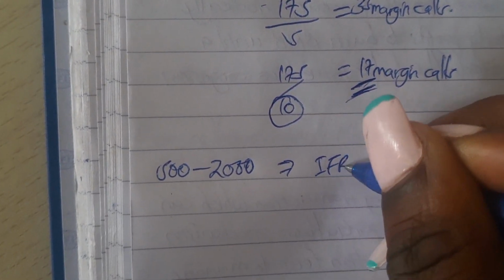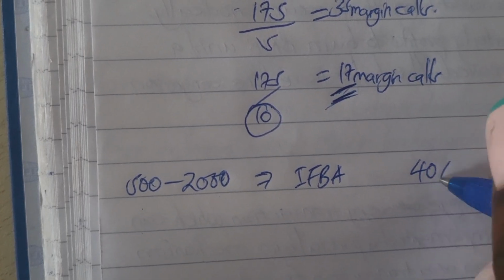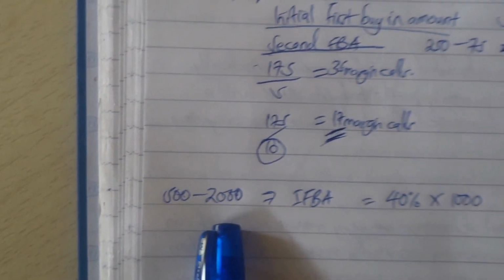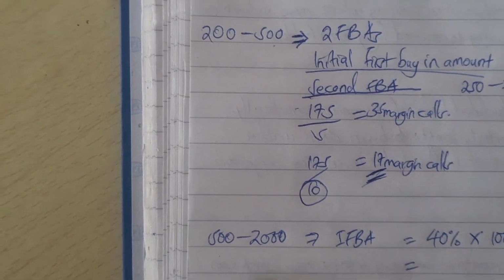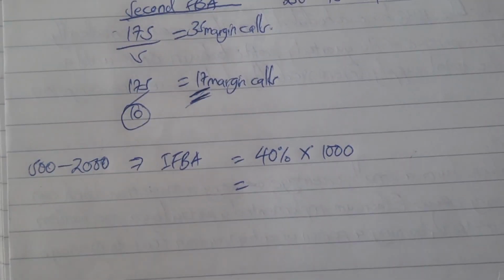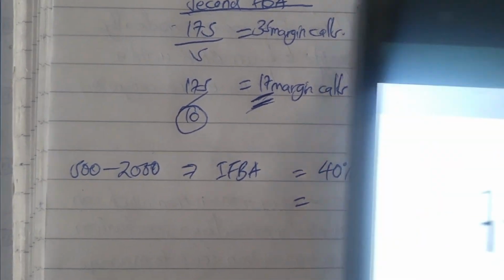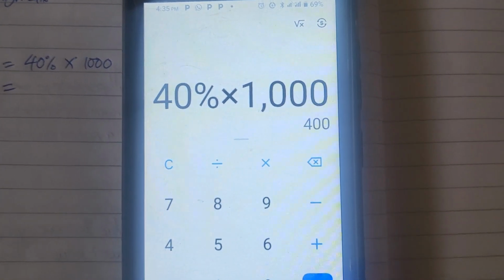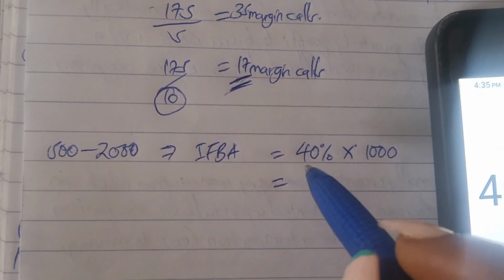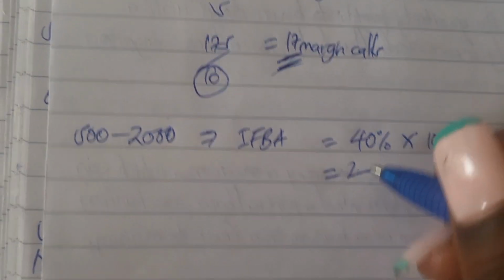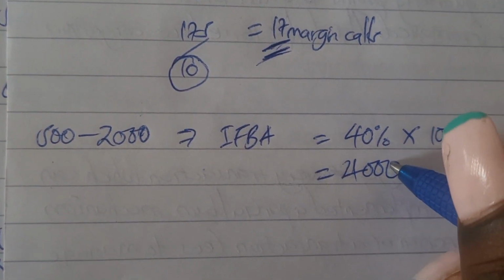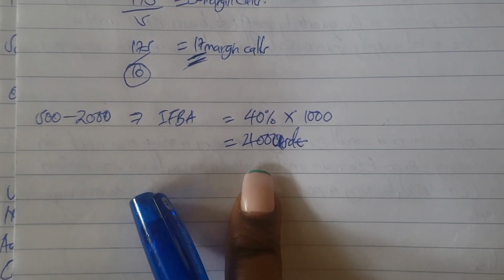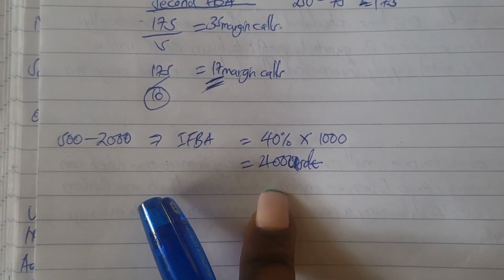initial first buying amount of 40% times 1000. We are using any amount between 500 to 1000. So in case your capital is in between here, you can sit down and calculate. So 40%, what is 40% of 1000? So it is 40% times 1000, and we are getting 400. And remember, this is the initial first buying amount, 400 USDT. This is the amount the robot is going to invest the first time.